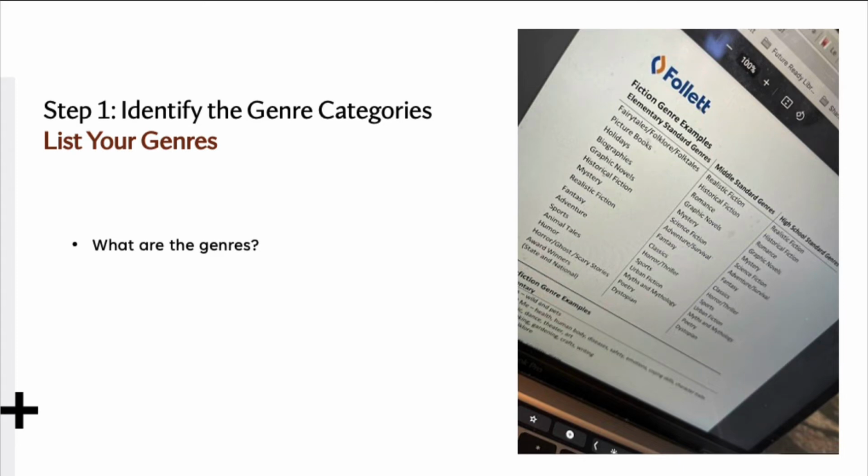Next, in listing your genres, consider how your genres might be related and how that might connect with student interests. For example, students who like to read realistic fiction might also be interested in historical fiction. So maybe making some note of how the genres are related will help you in later steps.